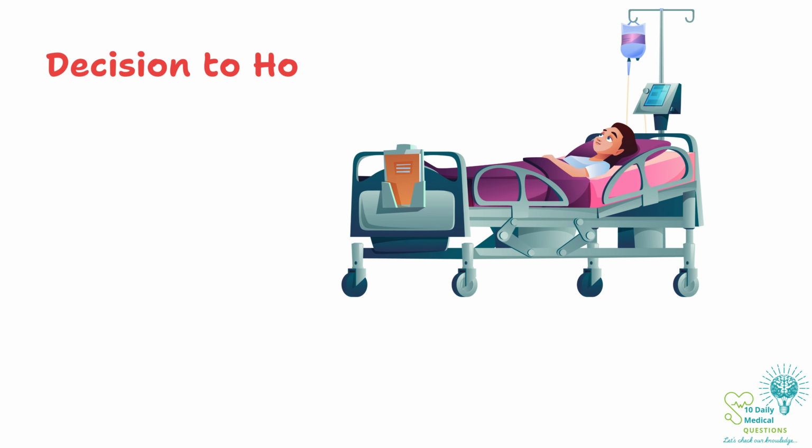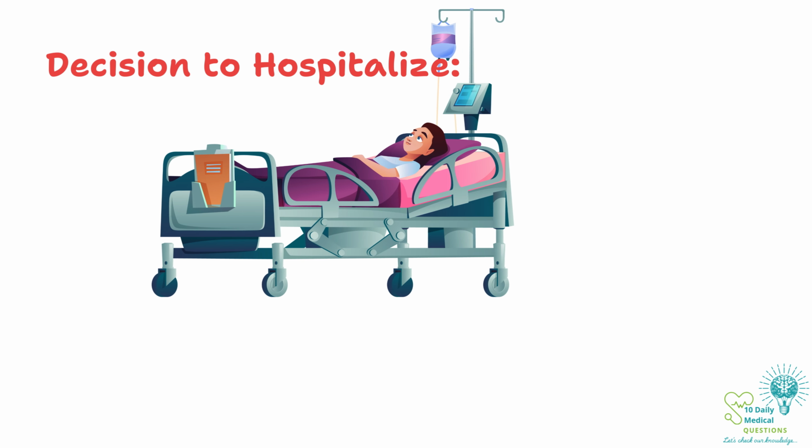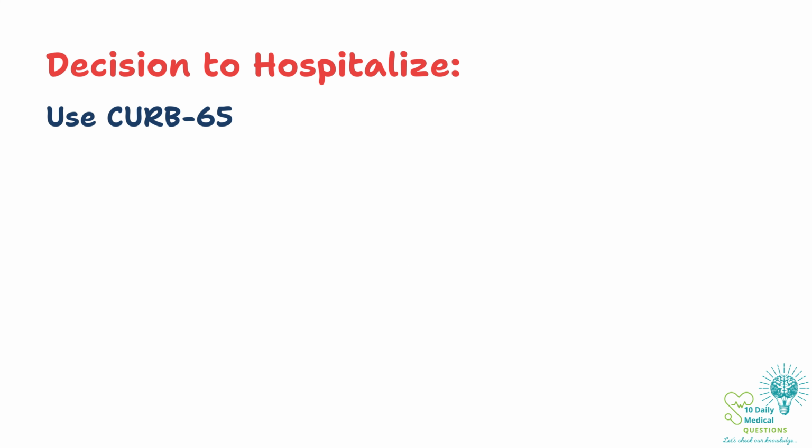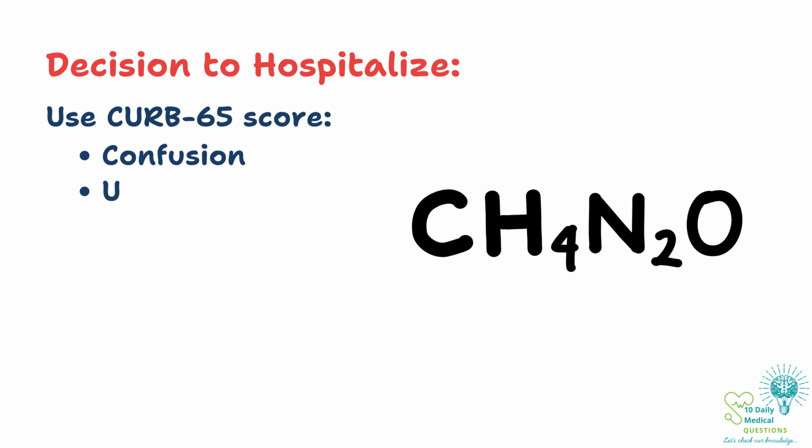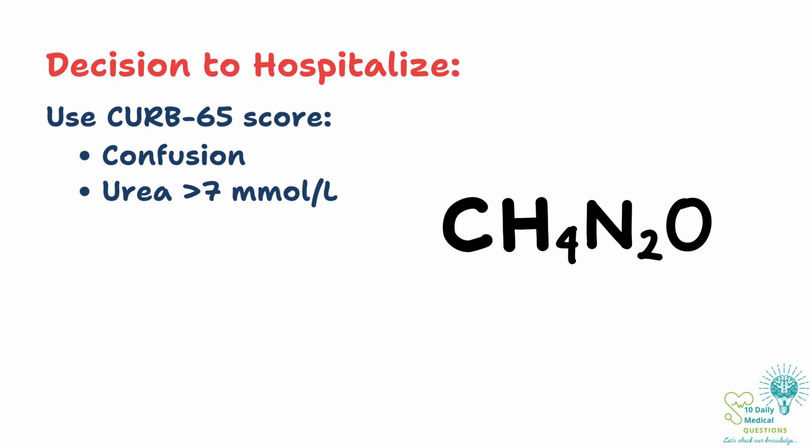Decision to hospitalize. A crucial part of pneumonia management is determining whether a patient requires hospitalization or can be treated as an outpatient. One of the most widely used tools for this is the CURB-65 score. Let's break it down. C for confusion: new disorientation to person, place, or time. U for urea: a level greater than 7 millimoles per liter.